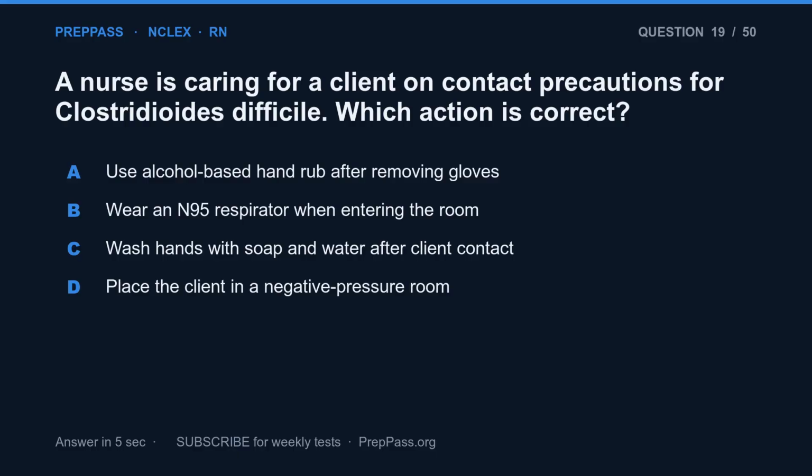Question 19. A nurse is caring for a client on contact precautions for Clostridium difficile. Which action is correct? A. Use alcohol-based hand rub after removing gloves. B. Wear an N95 respirator when entering the room. C. Wash hands with soap and water after client contact. D. Place the client in a negative pressure room.